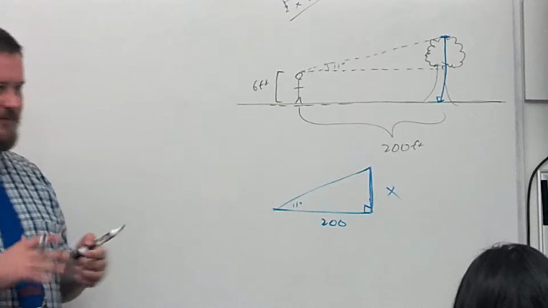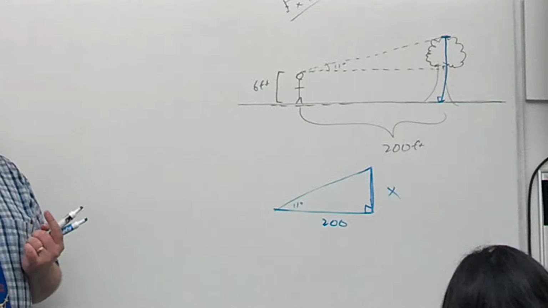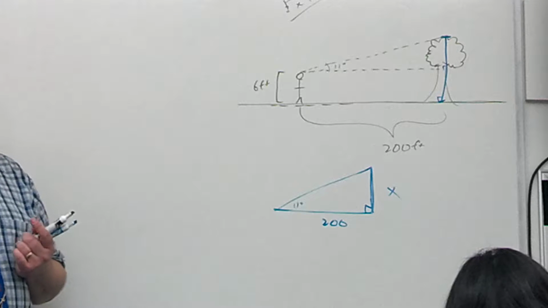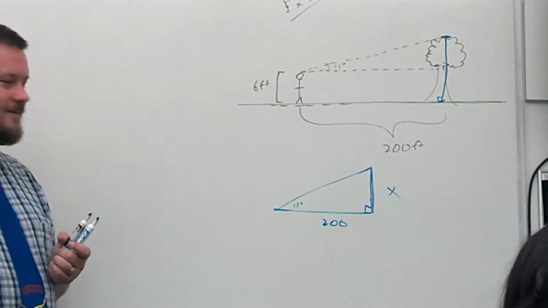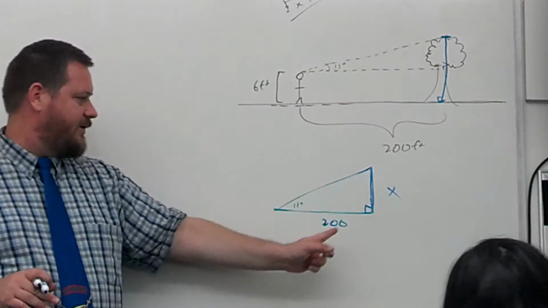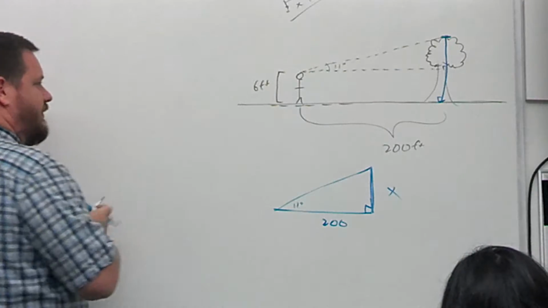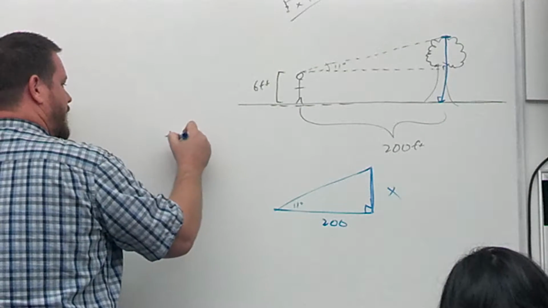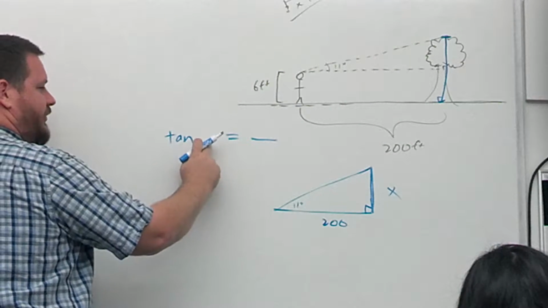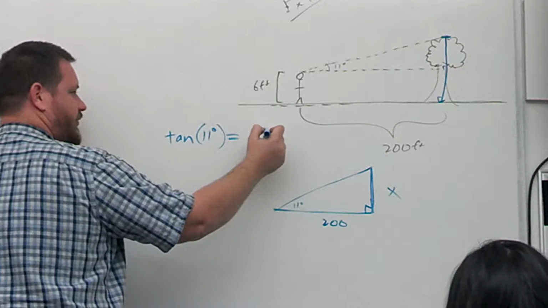Okay, how are we going to find X? What relationship do we need? Sine, cosine, or tangent? Tangent. We have the opposite, and we're looking for the opposite. What is the relationship? Tangent of what equals what over what? The angle always goes here. So the tangent of 11 degrees is the opposite over the adjacent.